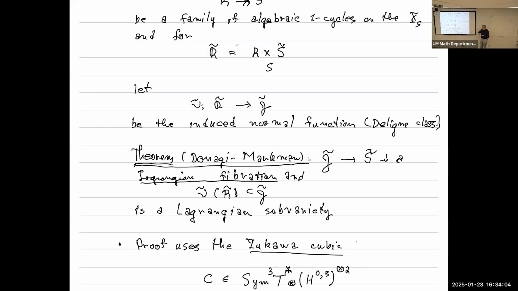Since I'm assuming this family maps dominantly down to moduli, the graph of this normal function is something of half the dimension of the total space. I said that the total space is a symplectic manifold, and the Donagi-Markman theorem is that the graph of the normal function is Lagrangian.